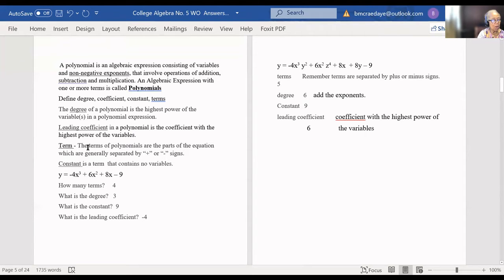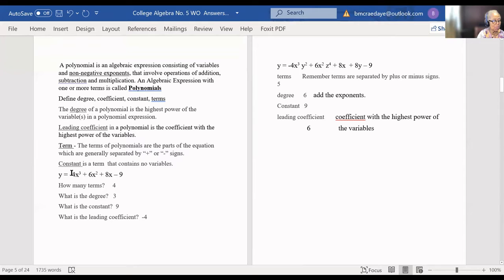What is a term? Terms we can determine because they are separated by plus or minus signs. And what is a constant? A term that has no variables. Okay, now we have our definitions. Let's apply them to this polynomial. y equals minus 4x to the third plus 6x to the second plus 8x minus 9.